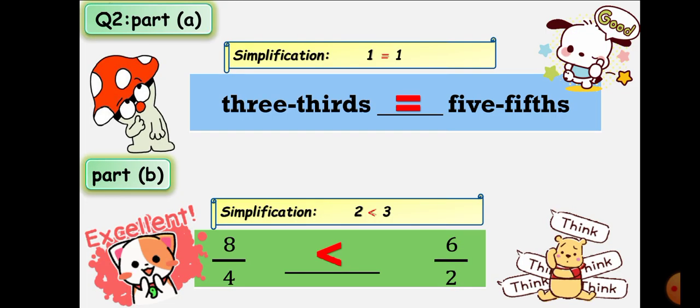Okay, then we have 3/3 and 5/5. If you do the simplification, you're going to get to know that they are equivalent fractions, that means they are equal. Then in another case, we have 8/4 and 6/2. 8/4 simplifies to 2, and 6/2 simplifies to 3. That means 3 is greater than 2, so 6/2 is greater than 8/4.